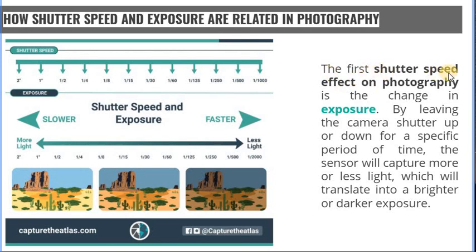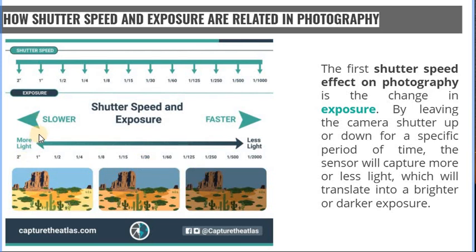The first shutter speed effect on photography is the change in exposure. By leaving the camera shutter up or down for a specific period of time, the sensor will capture more or less light, which will translate into a brighter or darker exposure.